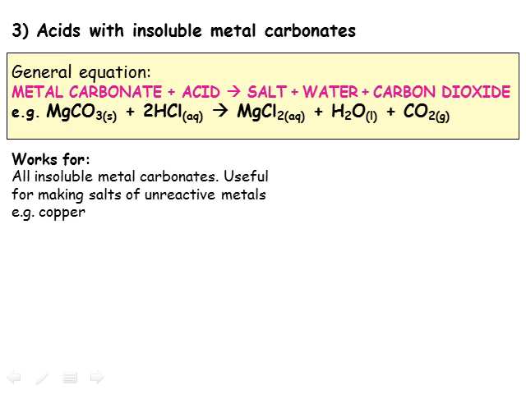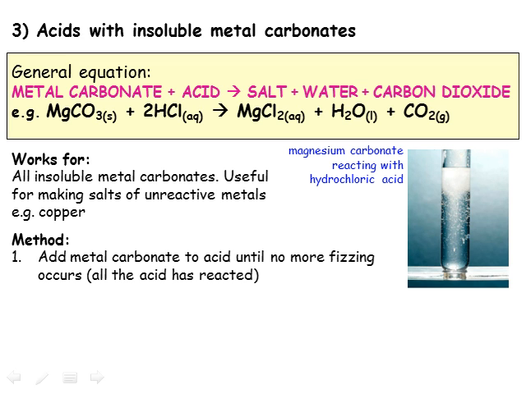Insoluble metal carbonates react with acids in a very similar way to metal oxides, and can be used in the same way to make salts of unreactive metals. The only difference, as you can see from the equations, is that the products include carbon dioxide as well as the salt and water. So in this case we would see fizzing as well as the metal carbonate disappearing as it reacts. We add the metal carbonate gradually to the acid, continuing to add more so long as it keeps fizzing and disappearing into the solution.